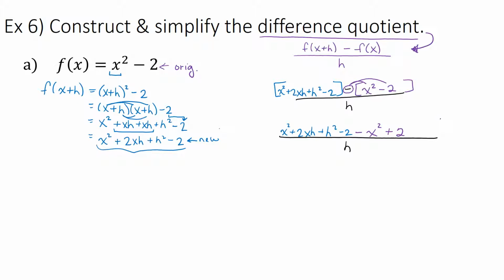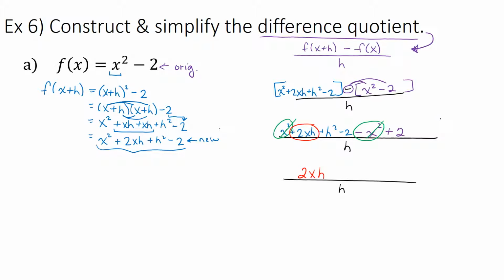Once we've done that, we've gotten rid of all the grouping symbols, and now we are ready to start combining like terms, simplifying everything we have in the numerator. So in the top, notice we have x squareds, but with the positive x squared minus the x squared, those cancel. Now we look for xh's. Notice I have an xh right here. Do I have any more xh's? I don't. So I'm going to keep that as 2xh.